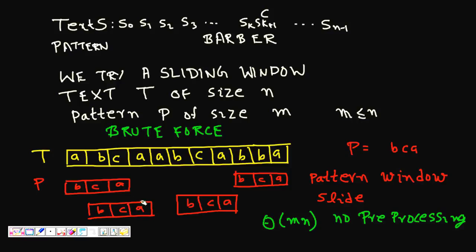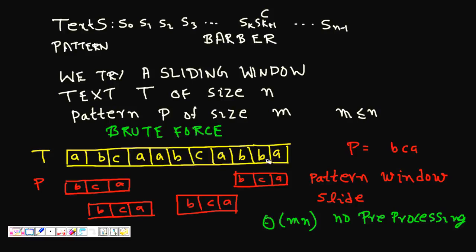And how do we try with brute force? This is the text: A B C A B C A B B A. We have this as the text, and then we have a pattern BCA. So you have to find, is there a pattern BCA of 3 letters? Does it exist? The simplest algorithm.